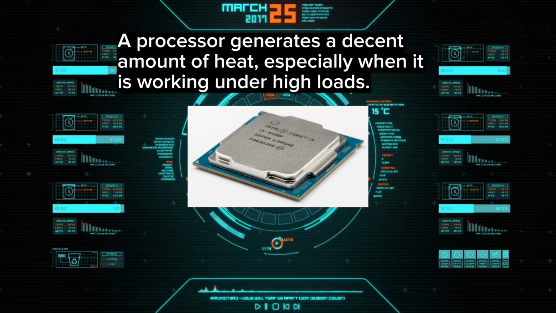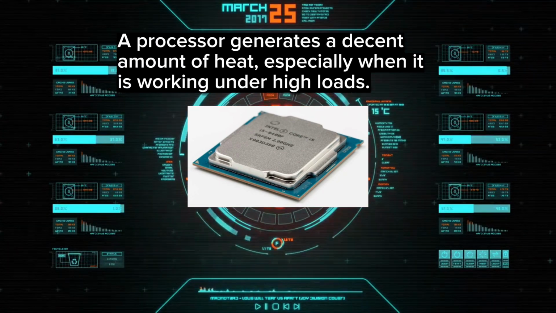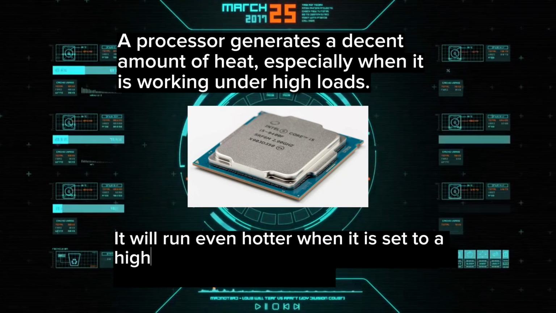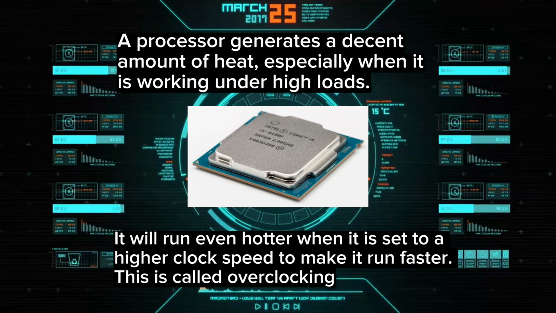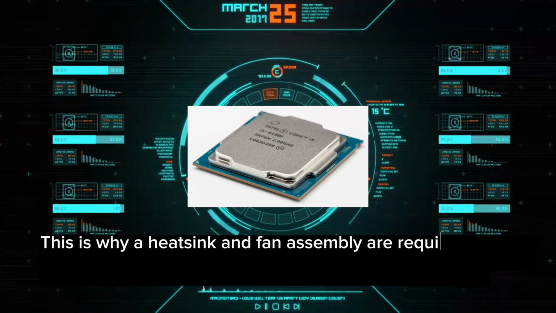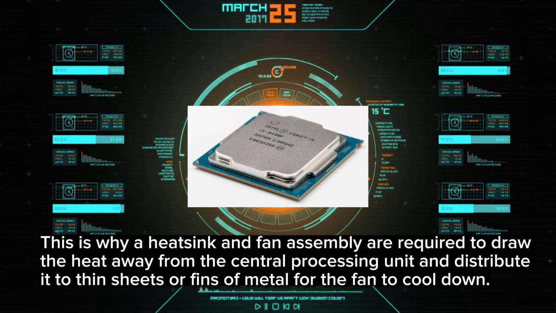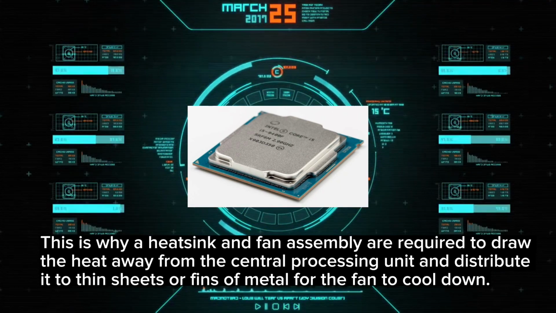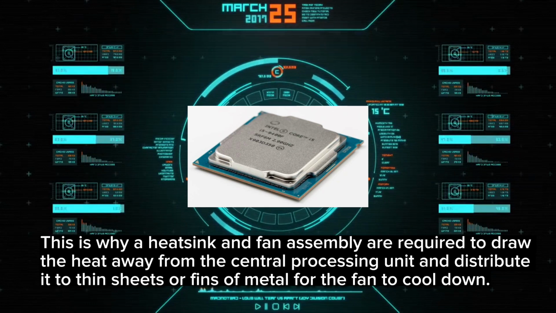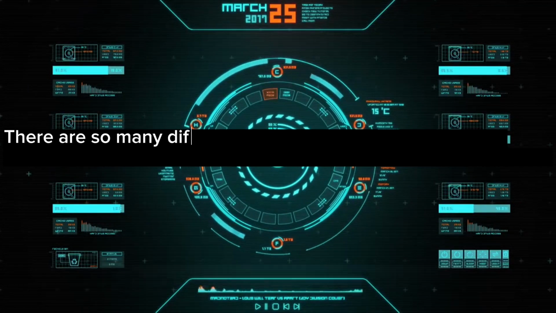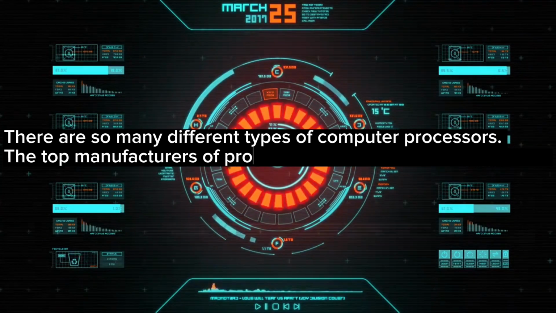A processor generates a decent amount of heat, especially when it is working under high loads. It will run even hotter when it is set to a higher clock speed to make it run faster. This is called overclocking. This is why a heatsink and a fan assembly are required to draw the heat away from the central processing unit and distribute it to thin sheets or fins of metal for the fan to cool down.